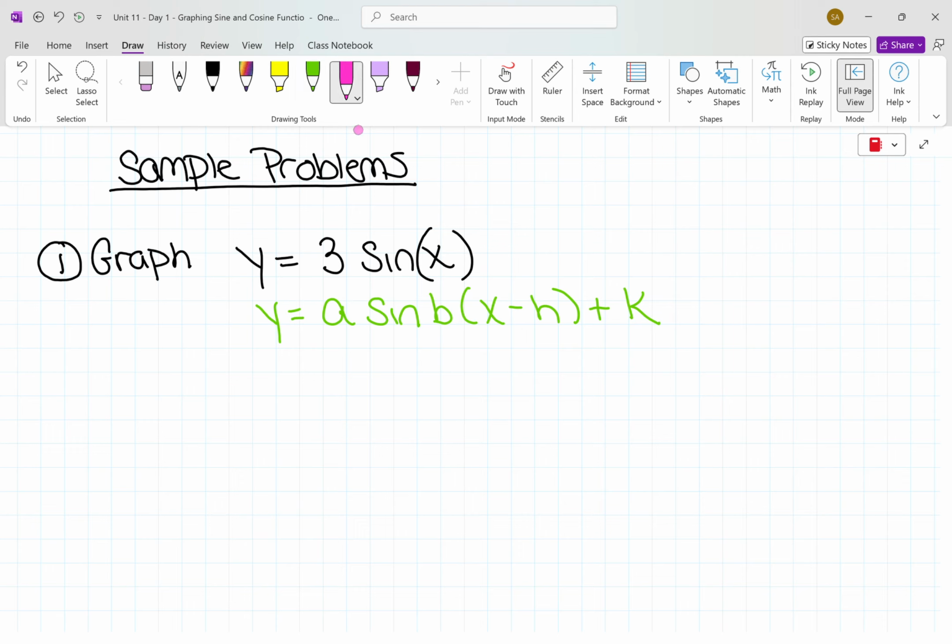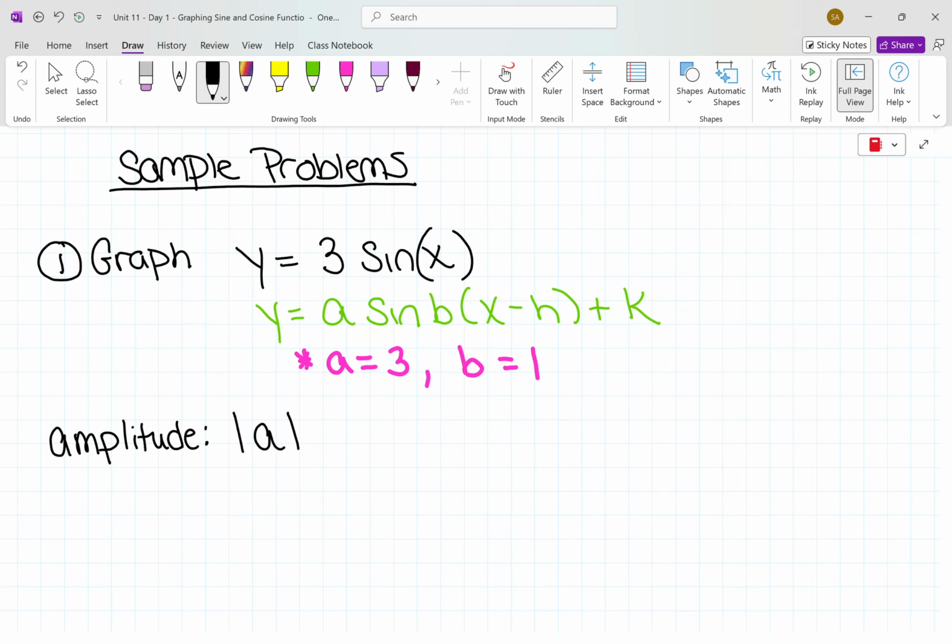So based on this, do we all agree that our a is 3? And what about b? If there's no number there, it's a 1 in front of the x. So my a is 3, my b is 1. Now what we want to do is find the amplitude. And that's going to be the absolute value of a. So in this scenario, it's going to be the absolute value of 3, which is 3.